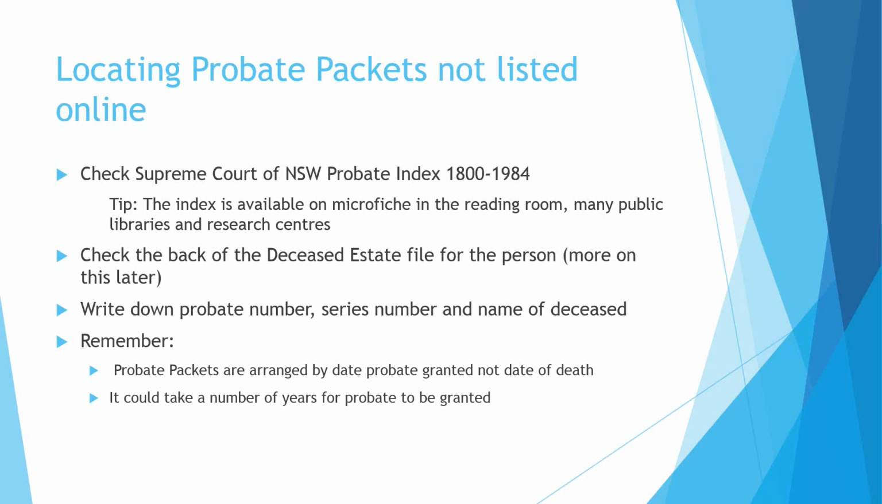It's important to remember that probate packets are arranged by the date probate is granted, not the date of death. So probate could be granted a couple of months after someone dies, that's fine, but it could take 5, 10, 15, we've seen 20 years between when the person passed away and when the probate was granted. So it's important to remember that it might take quite some time before that person's probate is granted.